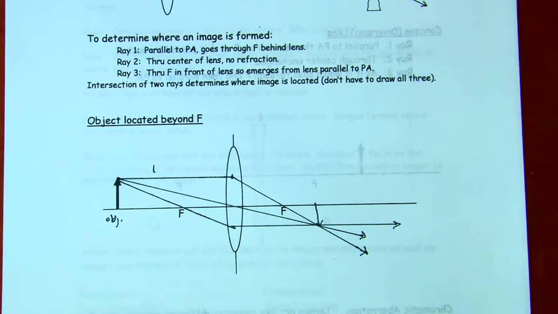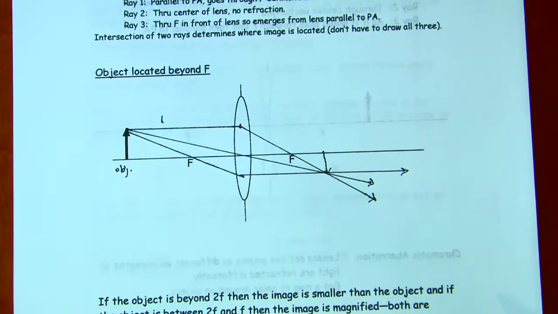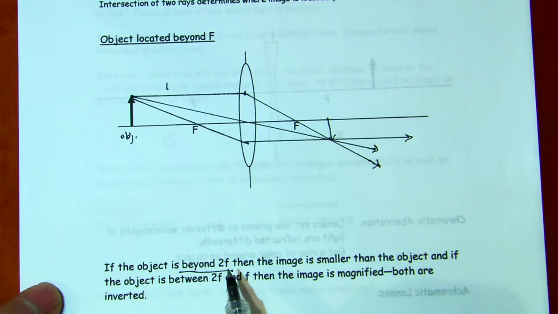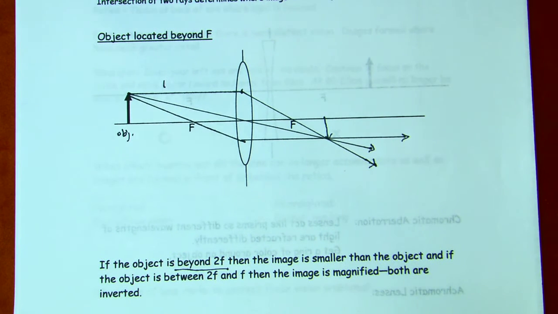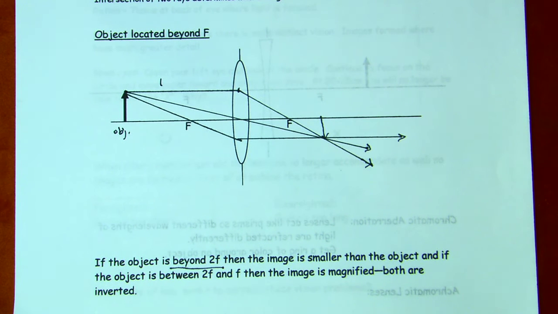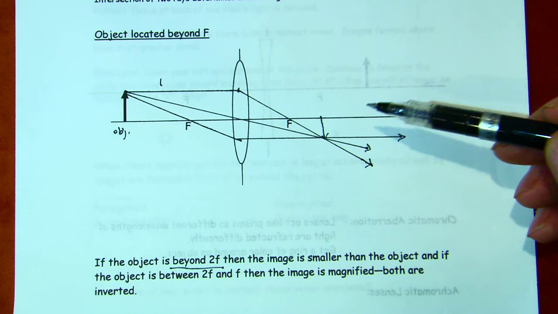Okay, this is when the object is located beyond the focal point. Now, if the object is beyond twice the focal point, which, if you recall, would have been the radius of the mirror, then the image is smaller than the object. So this guy looks a little smaller. It looks like it's just beyond.